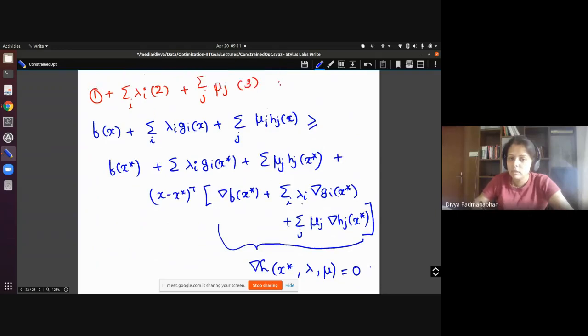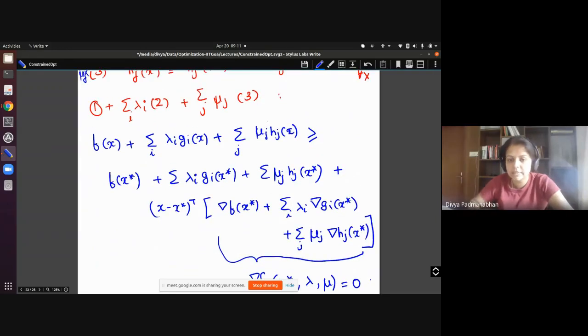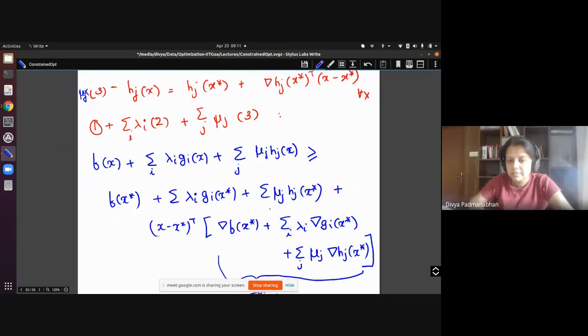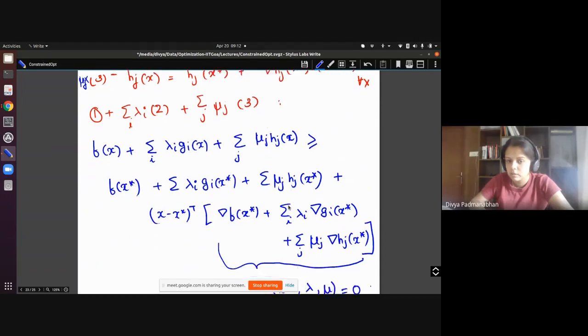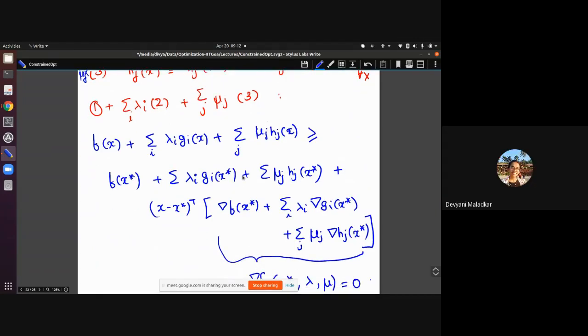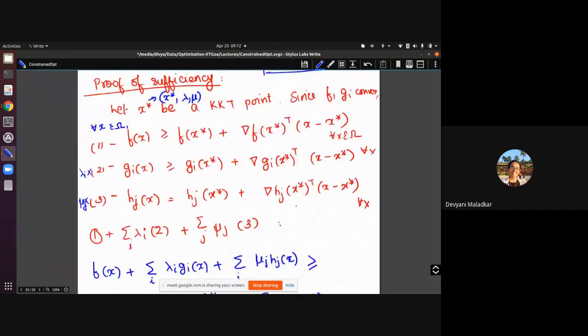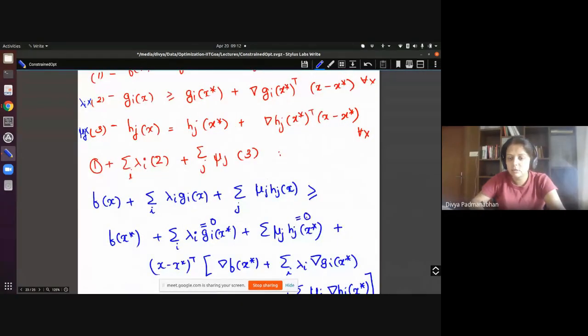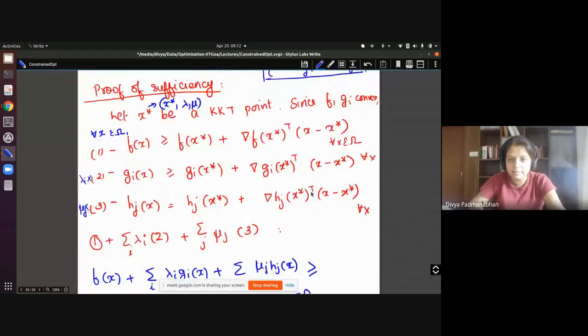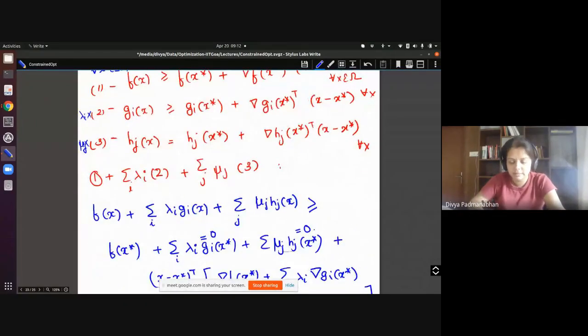Now what more do you know? Because it's a KKT point, can you say anything more on these terms on the right hand side? The lambda_i g_i will be 0. Yes, this will be 0 because of complementary slackness. And anything you can say about this part? These will be equal to 0. Yeah, so these are 0 because the h's are the equality constraints and x star is a feasible point, so that's why this is 0.